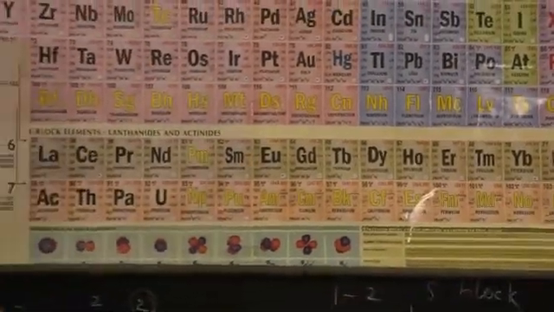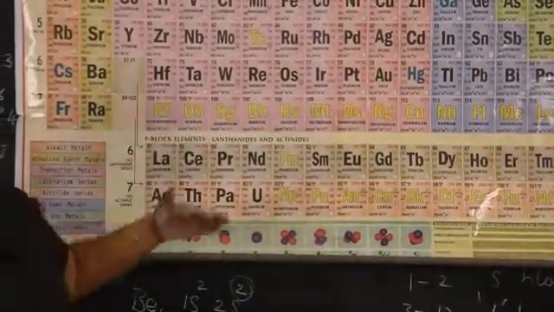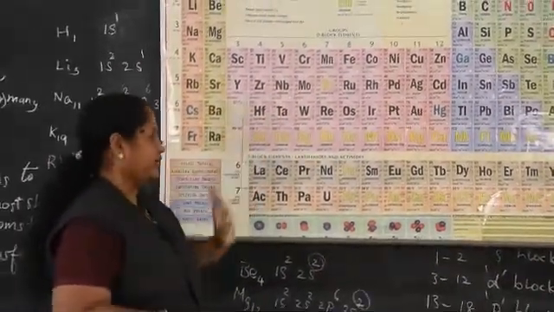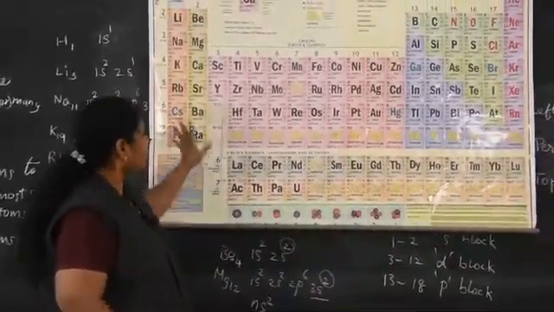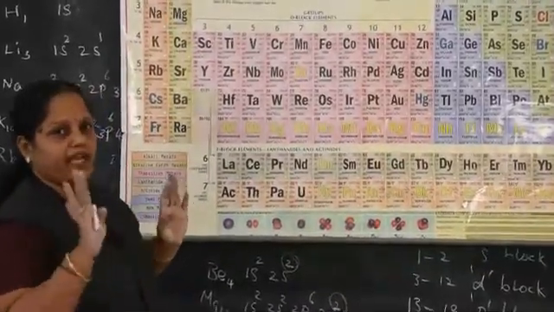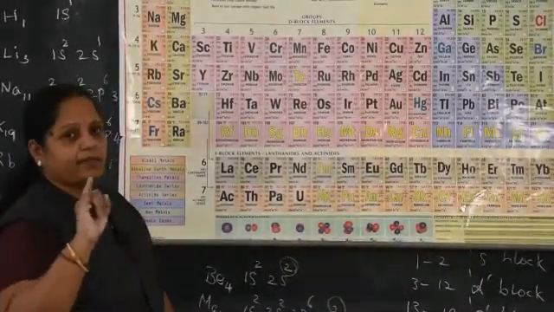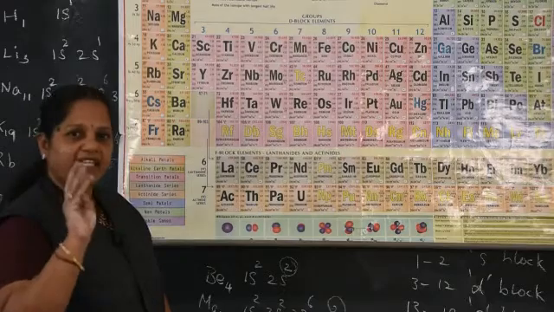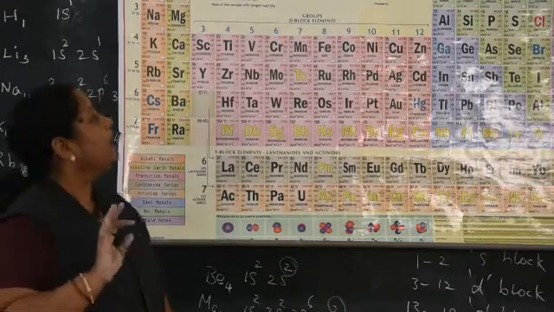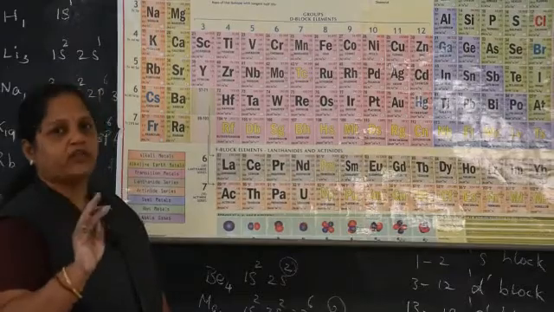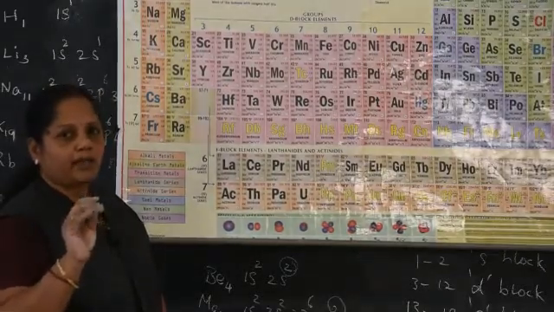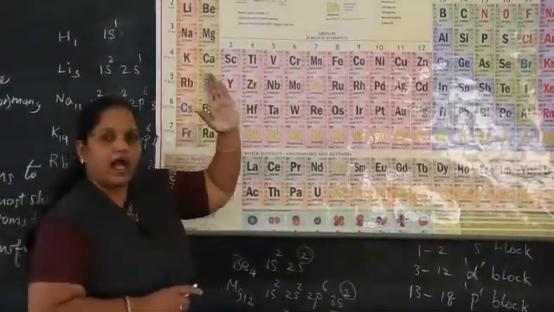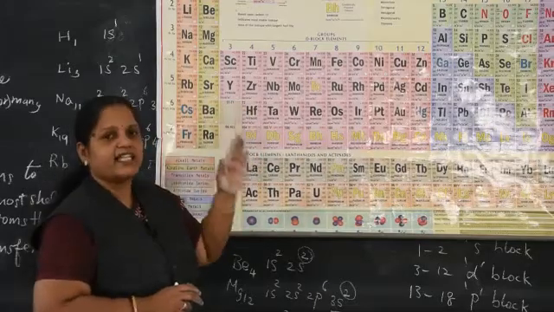Whenever you attempt your entrance portion, these element names and their atomic numbers are very, very important. Try to understand what elements are present here. So this is a little introduction about the periodic table. The periodic table arranges all the elements in increasing order of atomic number. These are further classified into s block, p block, d block and f block elements. When we move from left to right, that is called a period.